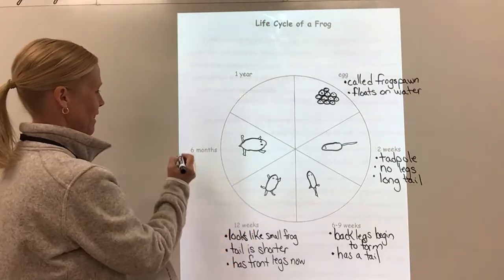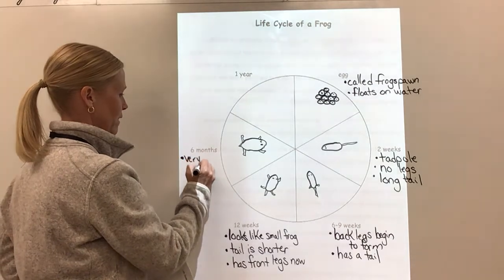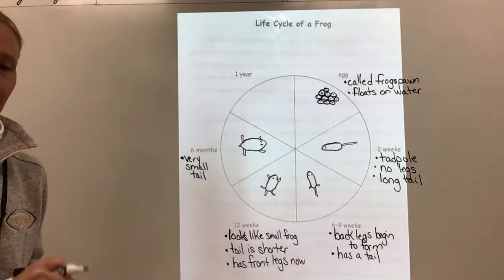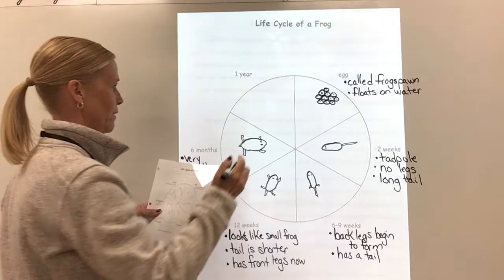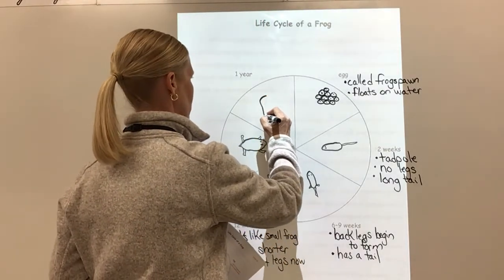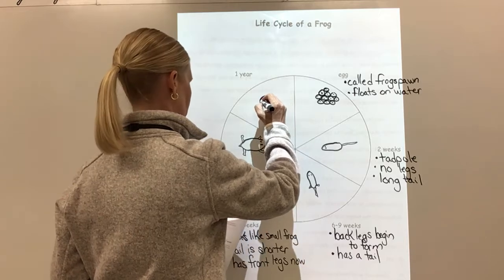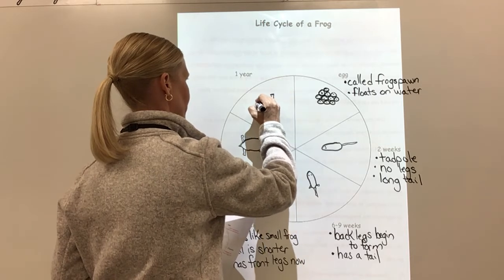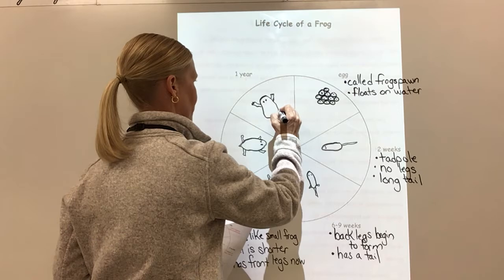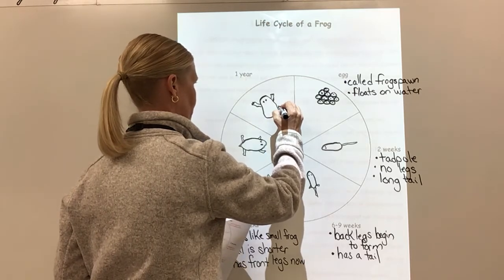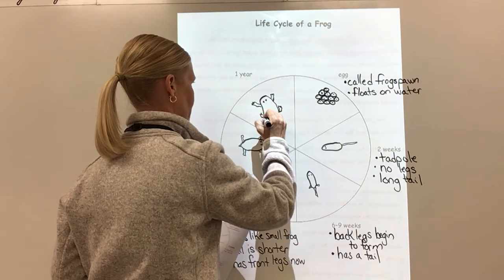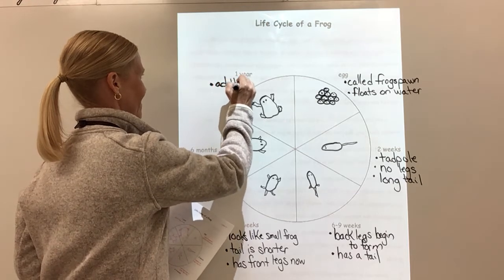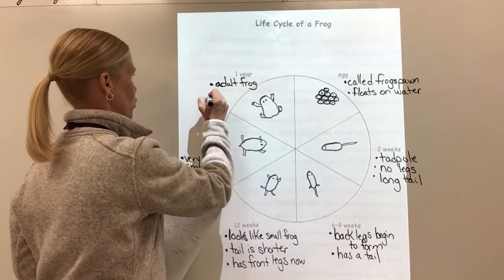Okay, 6 months. At this point, we just have a very small tail. And then the last one, all right. Adult frog. No tail.